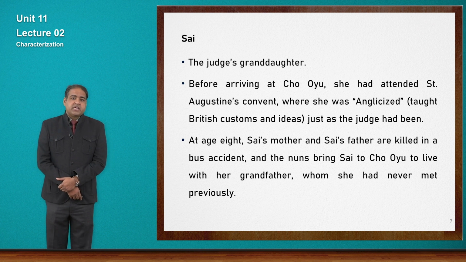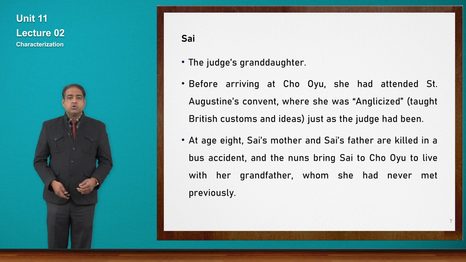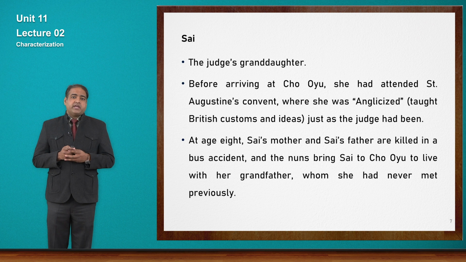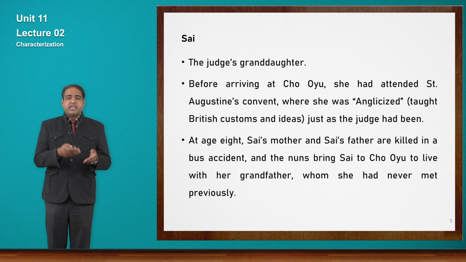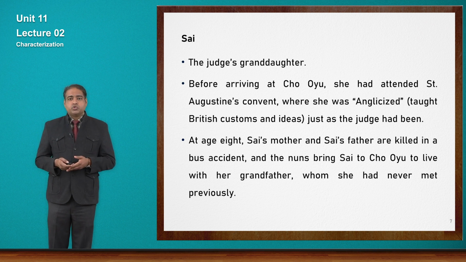At age 8, Sai's mother and father are killed in a bus accident, and the nuns bring Sai to Cho Oyu to live with her grandfather, whom she had never met previously. So, we can understand, friends, that the judge's son has also left him. The judge used to live alone, and when Sai was first brought to the judge's house, Cho Oyu, she was not aware that this person, the judge, is her grandfather. She never met him previously.